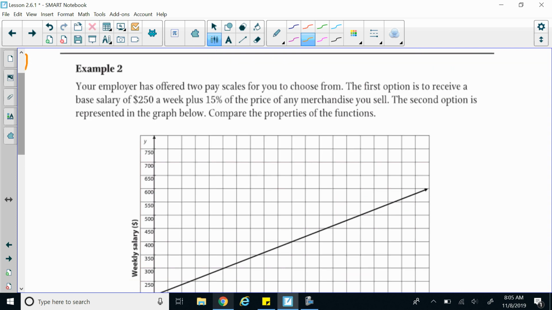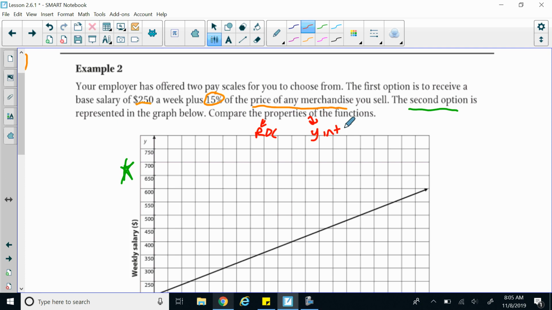So example 2 says, your employer has offered 2 pay scales for you to choose from. The first option receives a base salary of $250 plus 15% of any merchandise you sell. We've done a problem like that before. That's called commission. And then the second option is the graph. So it's this thing right here. Compare the properties. So we're going to compare the ROC of both and the y-intercept.